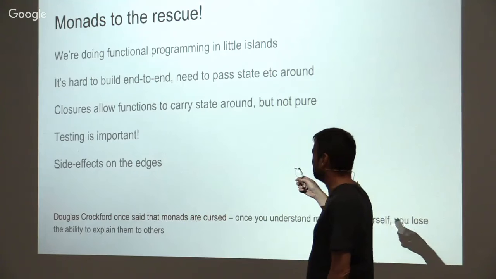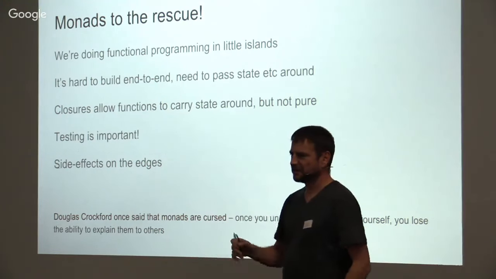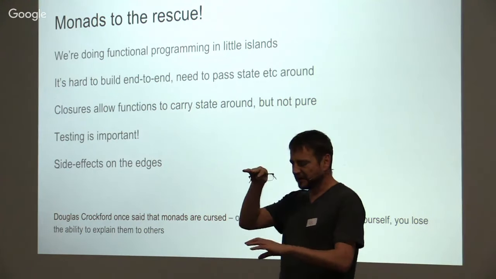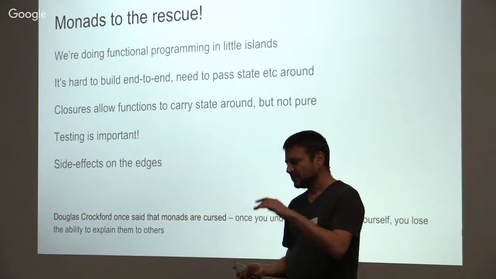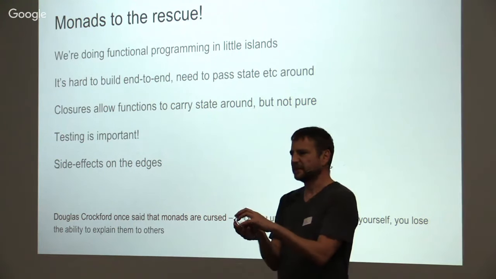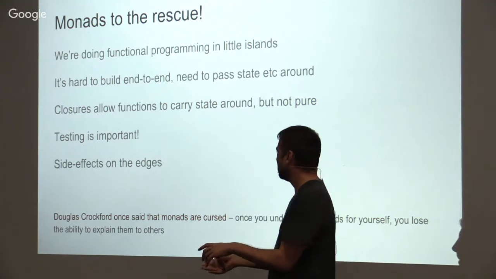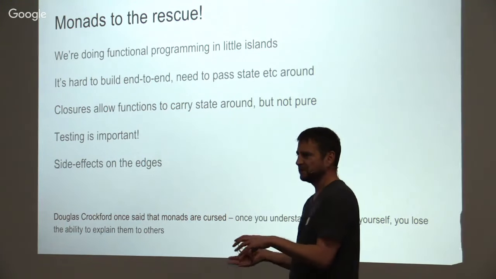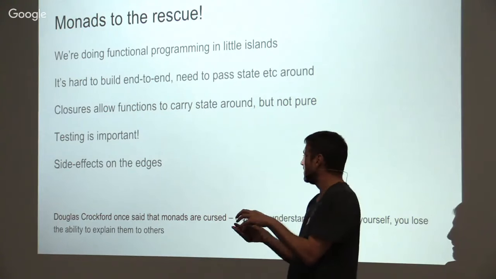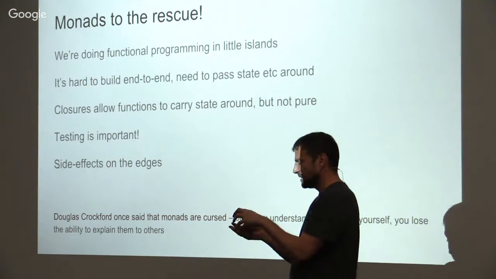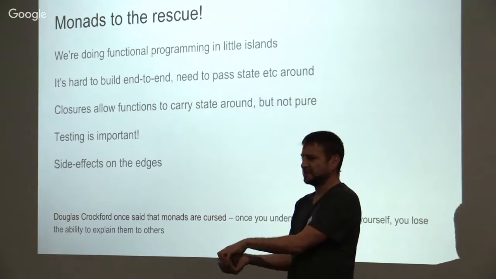Closures are a bit like that, because they allow functions to carry state around. When you close over the values around the function, they effectively become part of the state of that function. So it's a stateful function, effectively. That thunk, in Redux thunk we were talking about earlier, is a closure, effectively, and it's got state.